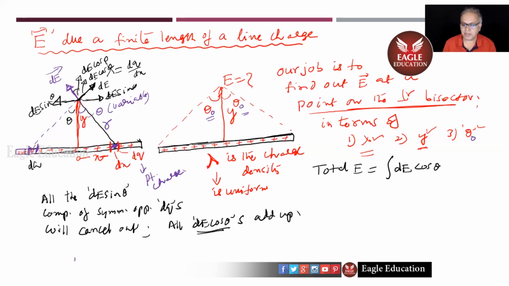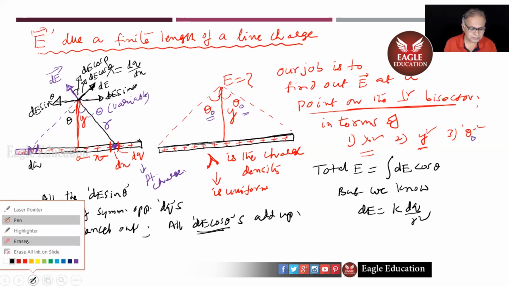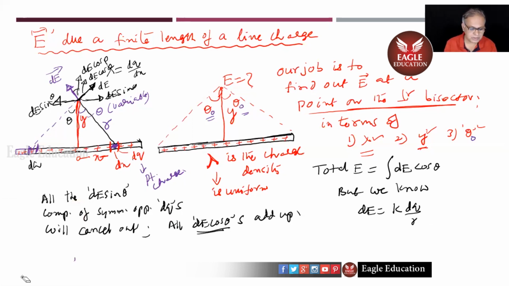But how much is dE? We know dE equals k dq by r square. This is dq, this is r, right? That is r square.